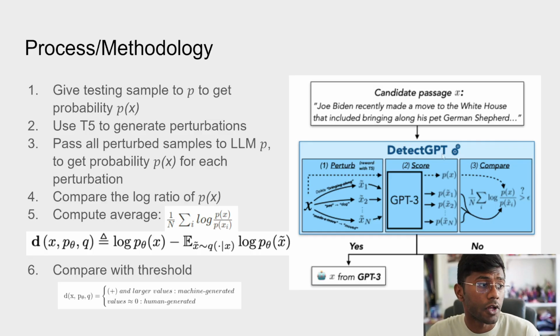All right, so the methodology is kind of what we talked about so far. We get the probability on the initial sample. We use T5 or any other small LLM to generate some perturbations on this. We pass all of these samples and get their scores as well, compute the log probabilities, compute the discrepancy gap, compare with the threshold, and there we go.